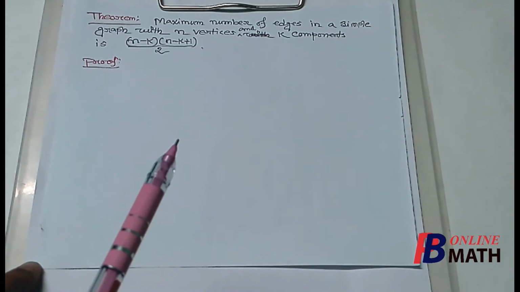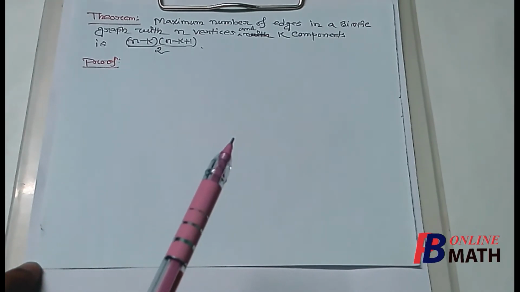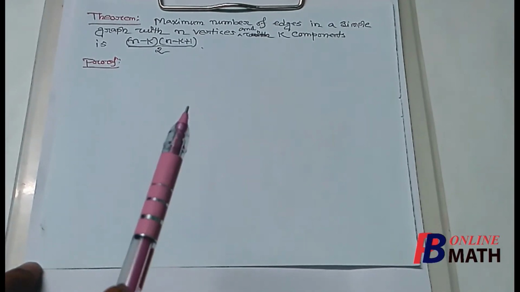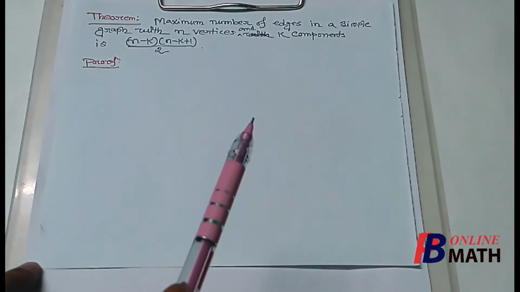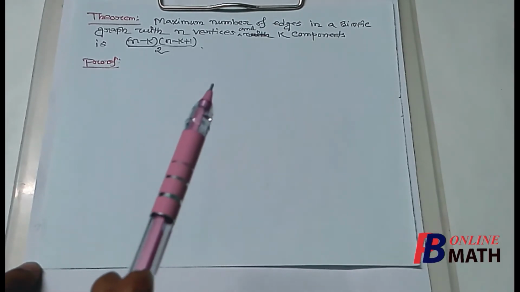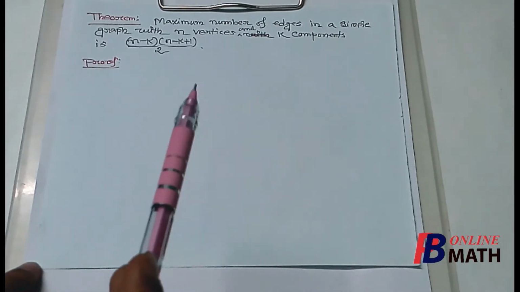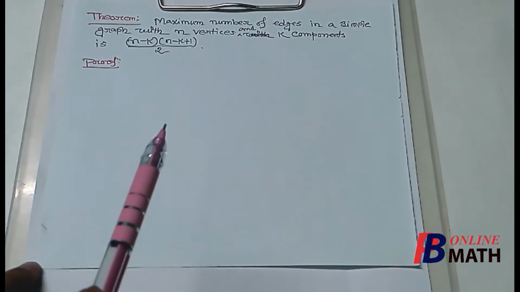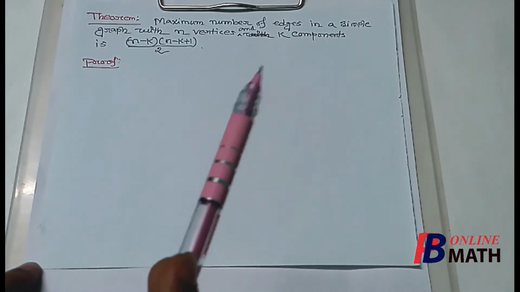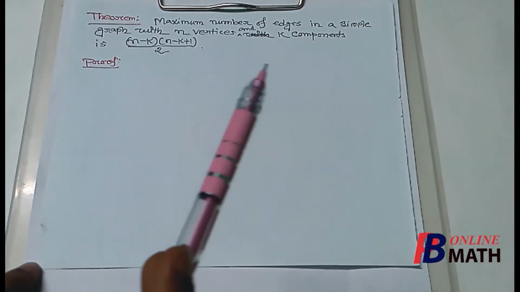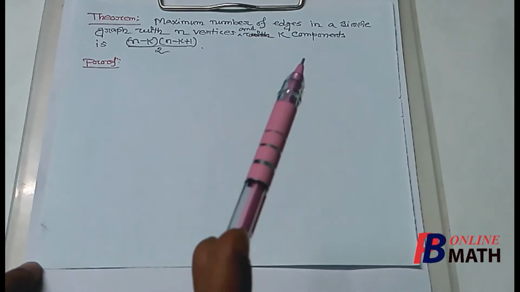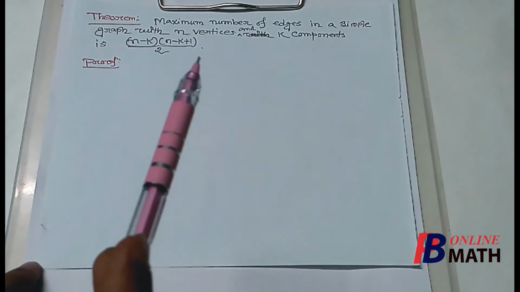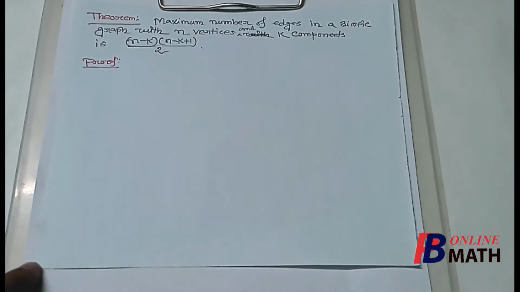Now we have proved one theorem in some previous part that for a simple connected graph with n vertices, the maximum number of edges is n into n minus 1 by 2. That means if we put k equal to 1, then the theorem reduces to that theorem. But we shall prove here the graph is not connected. So it has k number of components. So for n number of vertices and k number of components, we shall prove the maximum number of edges it may have is this.